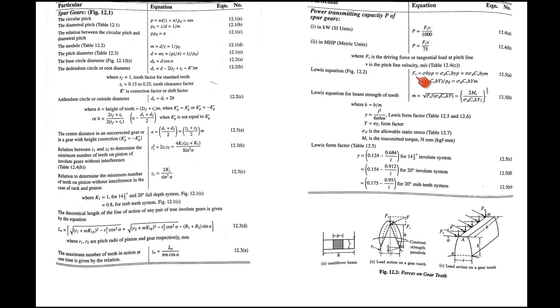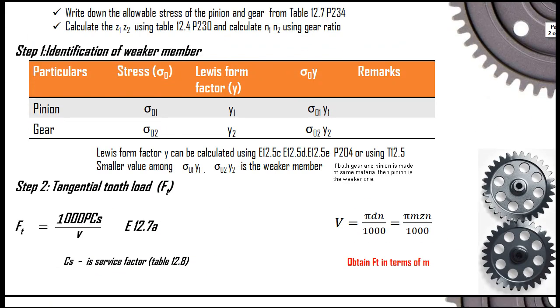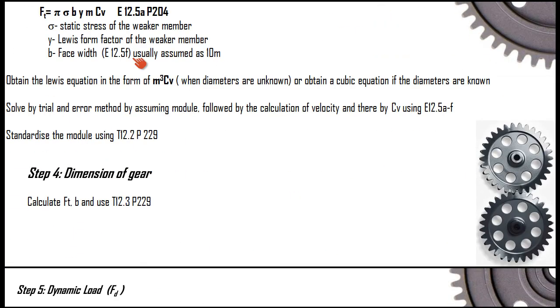So you have an m in the denominator on the left hand side. If you cross multiply this, the m from the left hand side will come to the right hand side, and you have a 10m here for the b, so it will become m square, and finally another m is here, so altogether we are going to get m cube. So what we have to do after this step is obtain an equation for m cube Cv.